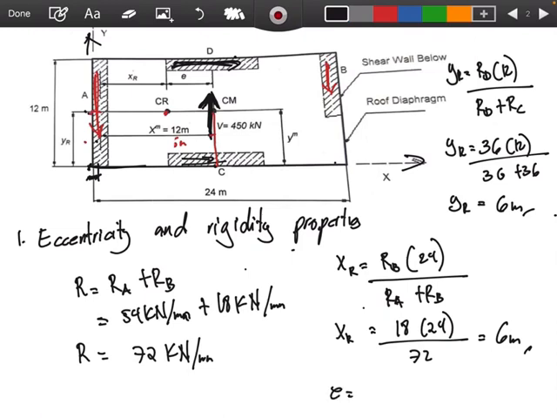E is equal to 12 minus 6. That is X sub M minus X sub R. That's the difference, so we have an eccentricity of 6 meters. So, the difference between our CR and CM is 6 meters in that direction. Okay?